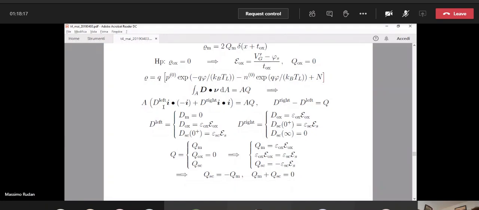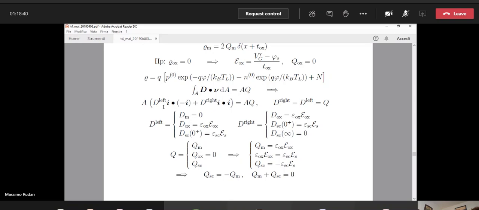Okay, so we have found a relation that is quite reasonable. That is the charge per unit area in the metal is equal and opposite to that in the semiconductor. And then we can also put together other relations that are of importance.